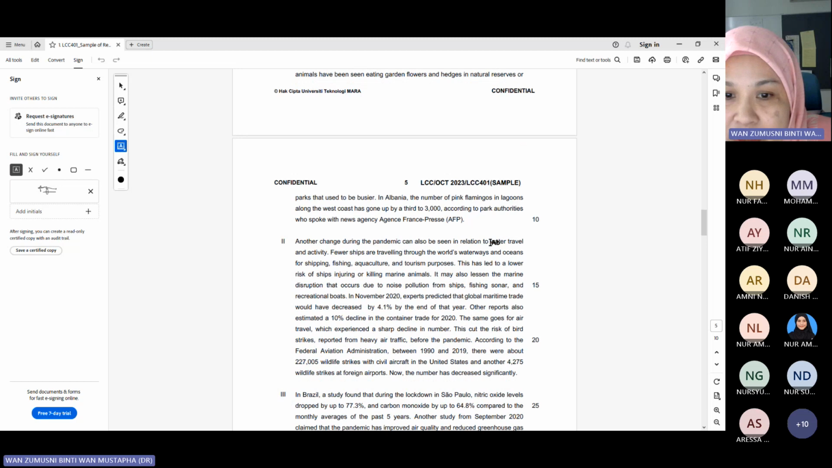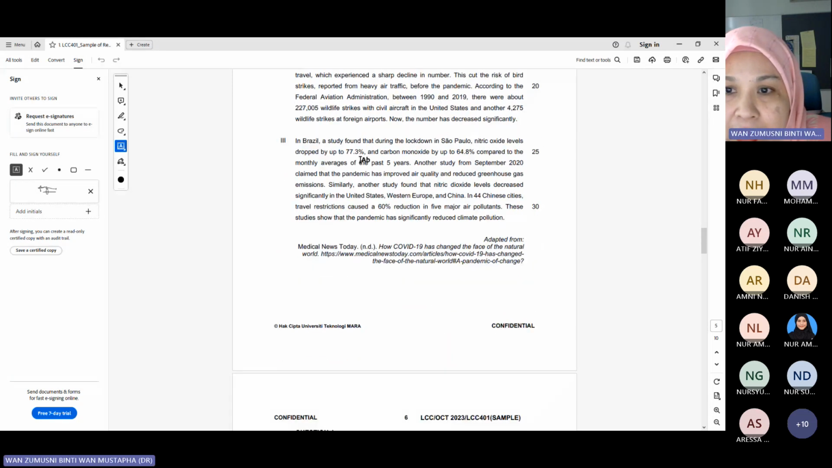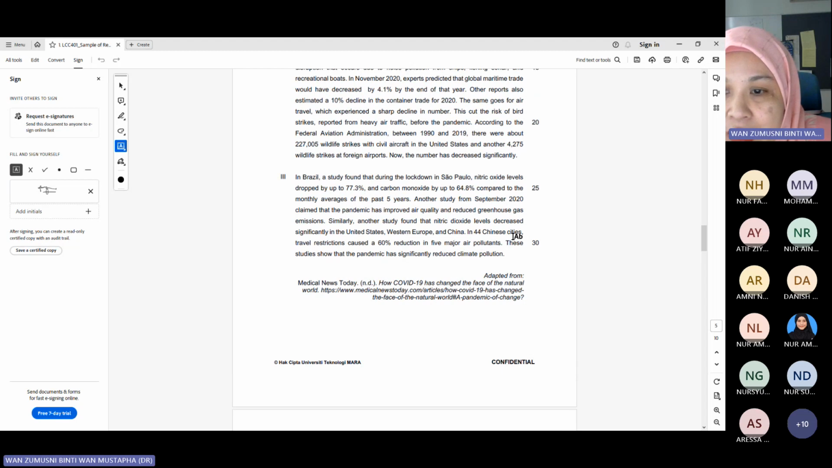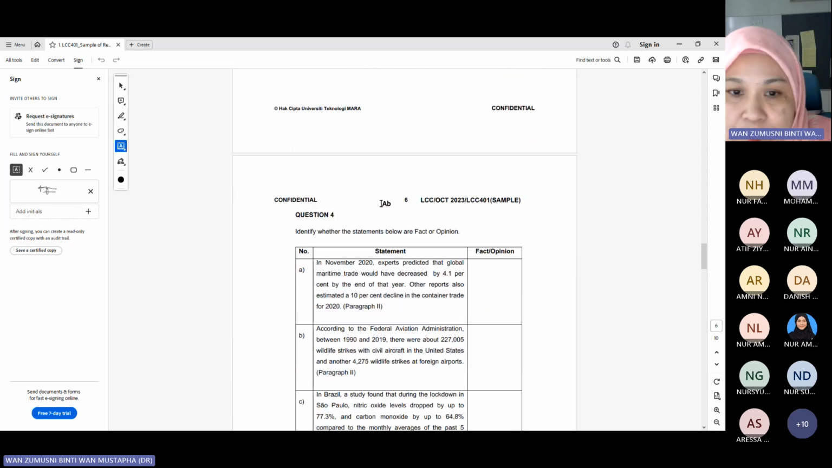Okay, and another change during the pandemic can also be seen in relation to water travel activity. This is another main idea. And okay, so the last sentence: these studies show that the pandemic has significantly reduced climate pollution. So this is the topic sentence for this paragraph, which can be found at the end of the paragraph.